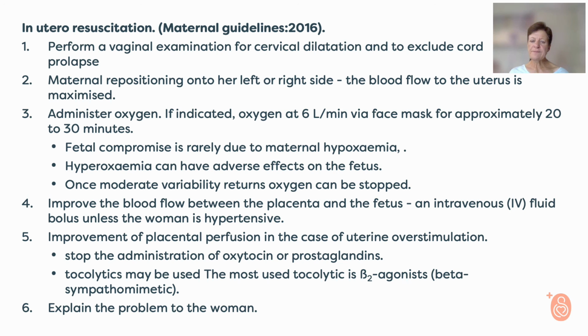We improve the blood flow to the placenta by giving the mother an intravenous bolus of Ringer's lactate, and a continuous IV infusion of Ringer's lactate, depending on whether the woman is hypertensive or not. And then we try to improve the placental perfusion by stopping oxytocin or prostaglandin administration if it is being administered. And then, while the patient is waiting for cesarean section, we can also stop the contractions by giving tocolysis, again improving the blood circulation to the placenta while there are fewer or less strong contractions. And obviously, like in the previous slides, we also need to explain the condition to the mother.